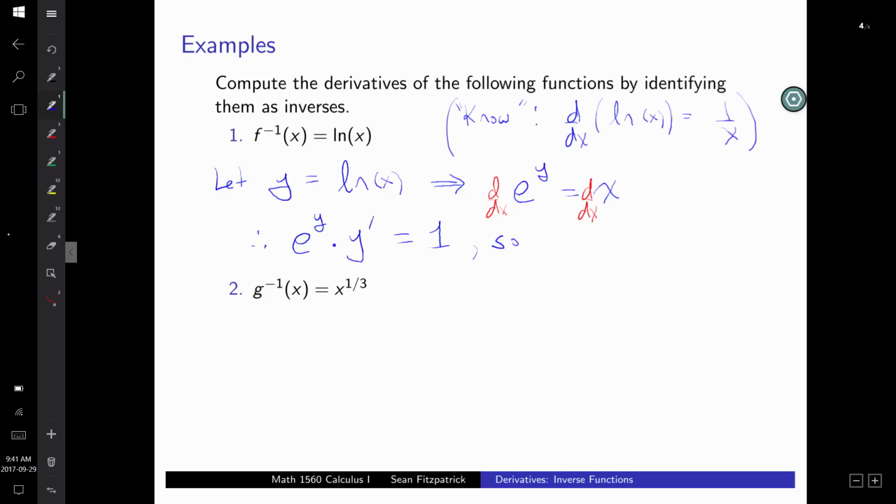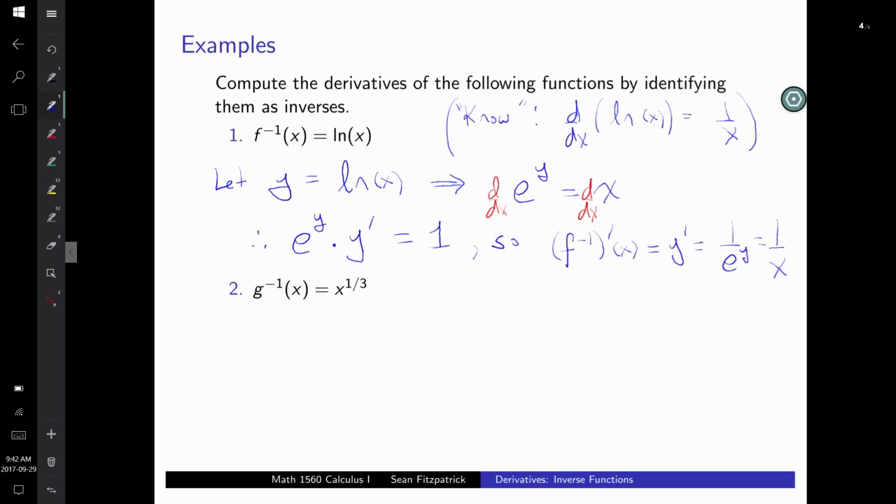And so that means that the derivative of my f inverse here is y prime, which is 1 over e to the y, but let's get that back in terms of x. What was e to the y? E to the y was x. Okay, and I've got my derivative for the log function.